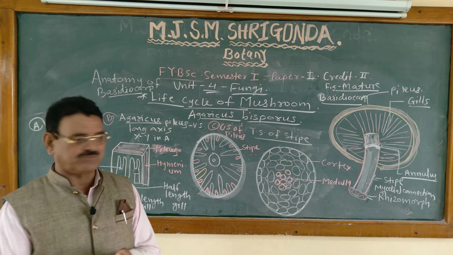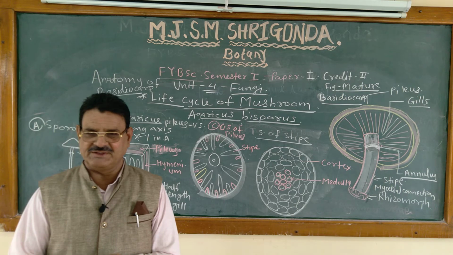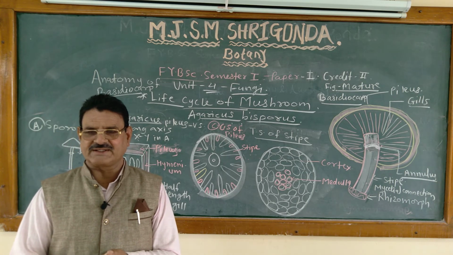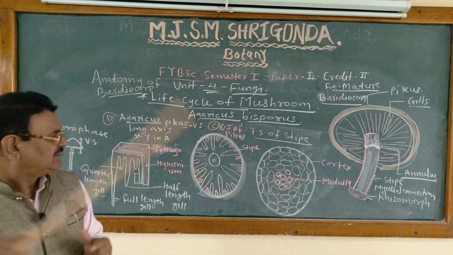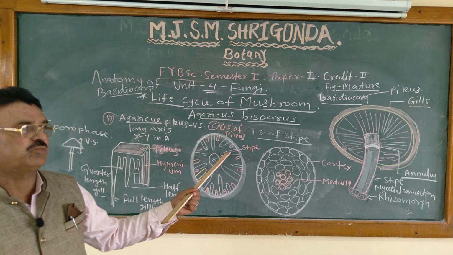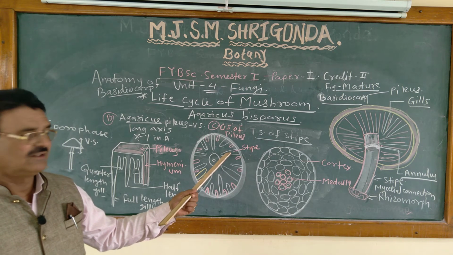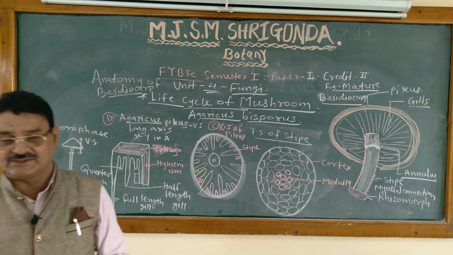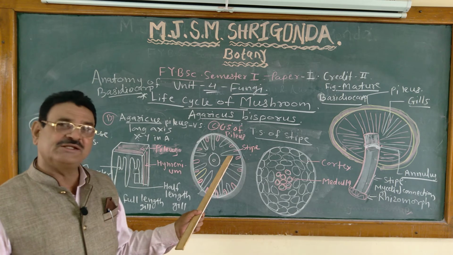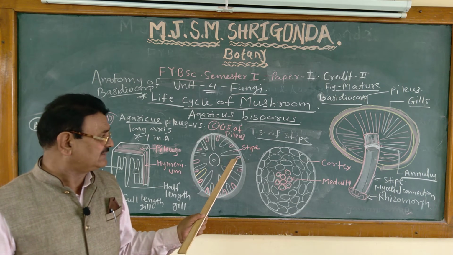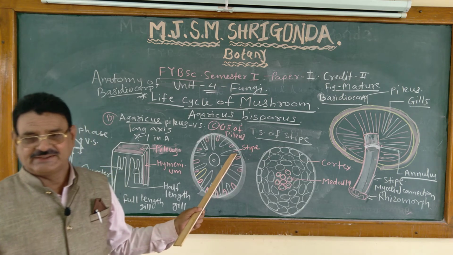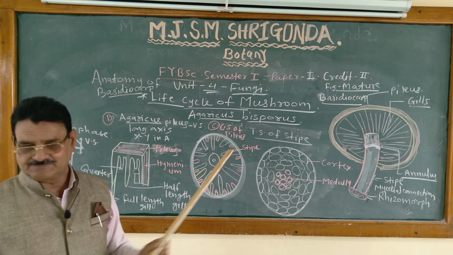Then hymenium, the third part of the TS of gill. It is the outermost portion of the gill. It is the fertile portion. This shows the fertile portion of the hymenium. Fertile means many basidiospores are present in this region called hymenium. The cells are held in a palisade-like layer. The TS of leaf shows palisade tissue; the same as palisade tissue, it looks like palisade-like tissue of this layer.